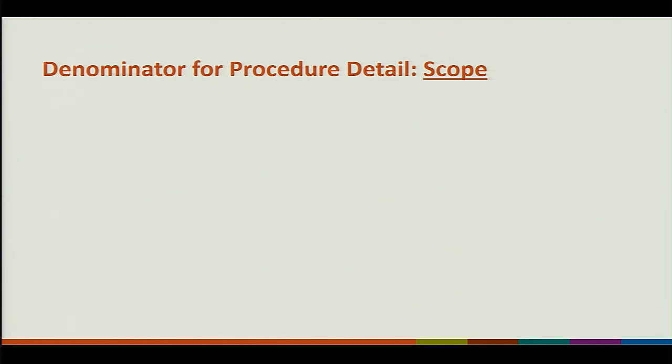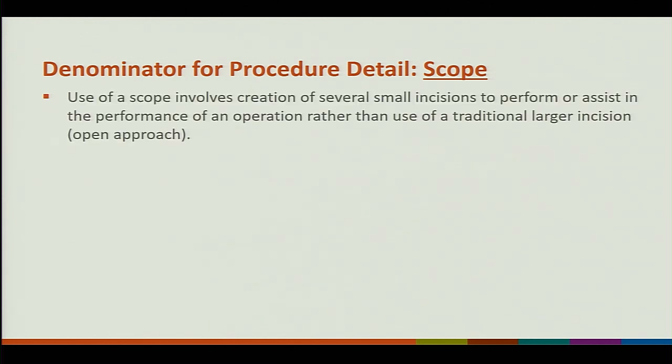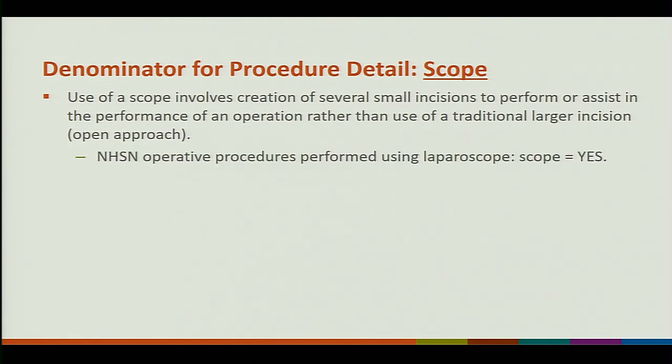Now, how does NHSN define scope? And FYI, I made a little bit of a tweak to this first bullet from the handout you received. So I wanted to make note of that. The use of a scope involves creation of several small incisions to perform or assist in the performance of an operation rather than the use of a traditional large incision, which would also be known as your open approach. For NHSN operative procedures performed using a laparoscope, you would indicate scope equals yes.